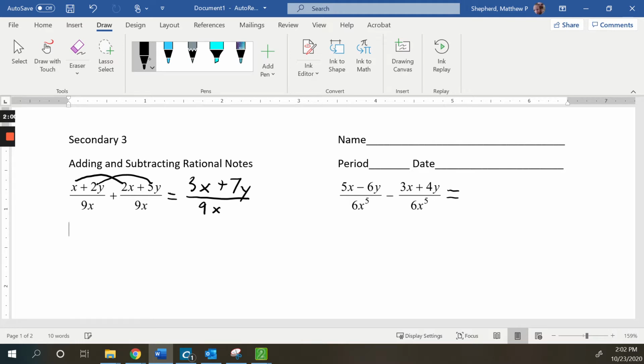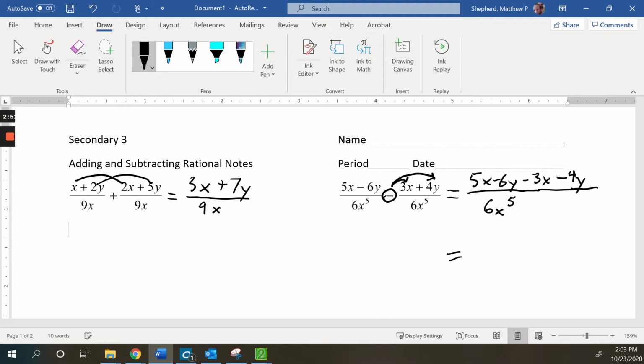Okay, in this next one, very similar story. We have got the same denominator. So as I subtract these, I'm still going to get 6x to the power of 5 in the denominator. This minus, though, is important. You are not just subtracting the 3x that you see right there. You are subtracting both of them. So we would need to change the signs on both of them as we rewrite this. So I'm now going to rewrite this as 5x minus 6y, and then we were minusing a 3x, and then we were also minusing that 4y.